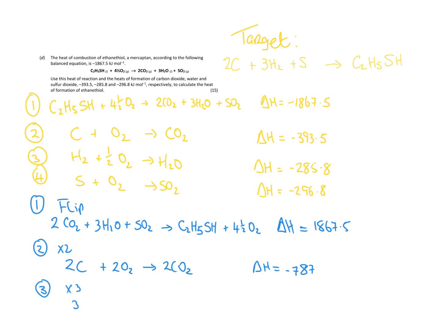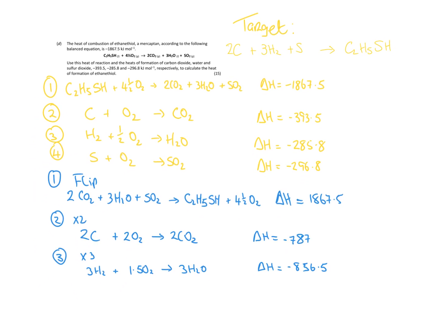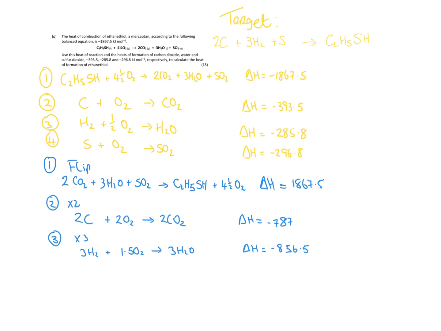So that then gives me 3H2 plus 1.5 O2 to give me 3H2O. And that gives me a delta H value of minus 856.5, and the reason for that is because if I triple, or if I treble, all of the contents of my balanced equation, I must do the same for my heat.